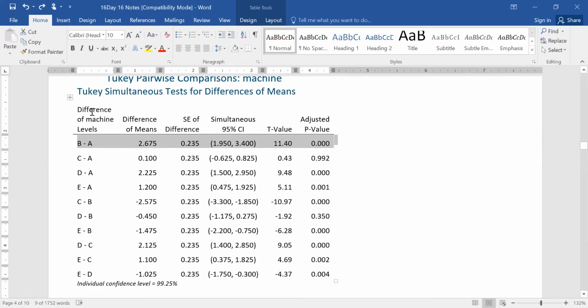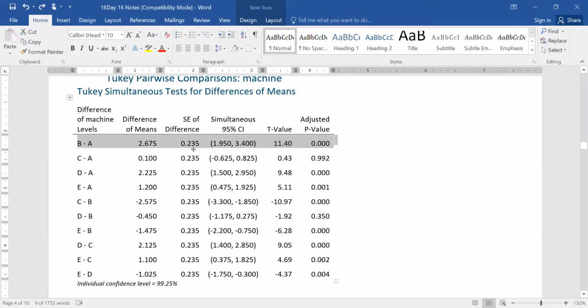This very first column tells me the difference of machine levels. This is my order of subtraction, B minus A. My difference of means, this is for my samples, okay? So this is the difference I'm getting when I subtract the sample mean of A from the sample mean of B, okay? So B minus A. I get a positive difference, so it gives you an idea. Think about what we've been studying. If you have a positive difference when you subtract 2 numbers, it means the first number is larger, right? So this is telling me, just looking at this, that B is a larger sample mean. Okay, it gives you an idea of what's going on.